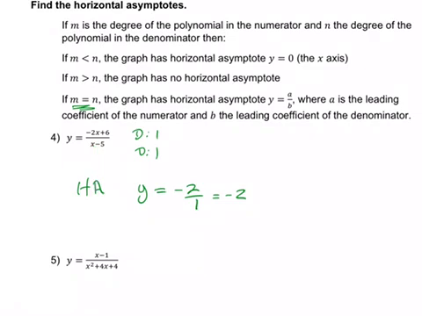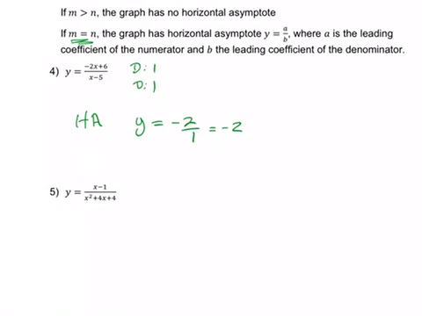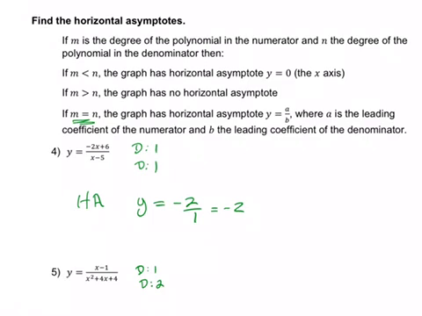Right? Now, my second exercise, I'm going to check the same. So the degree is 1 on the numerator, the degree of the denominator is 2. So that means that the degree of the numerator is less than the degree of the denominator. So I'm looking at this graph right here, where the degree of the numerator is less.